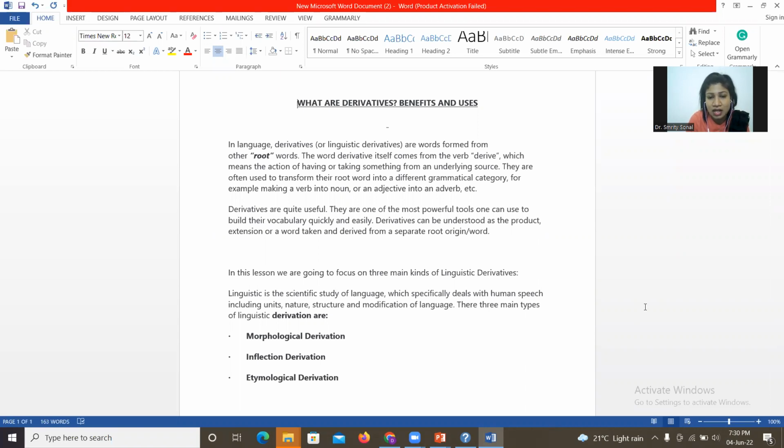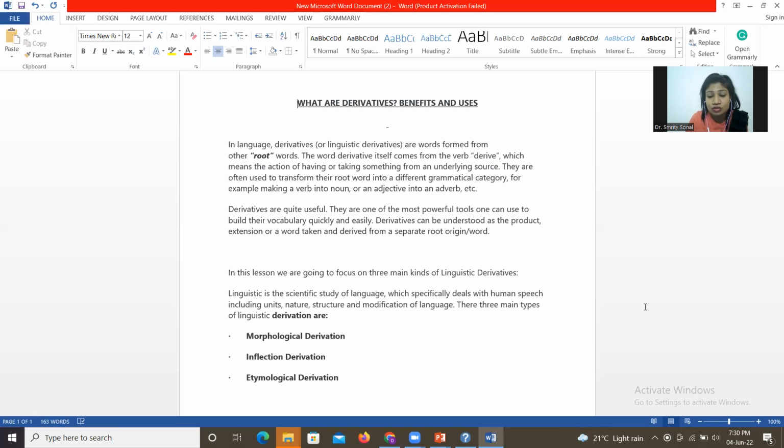Now, we can see that in language, there are various words that are formed from one root word, like driver. Driver has been derived from the word drive. So there has to be one root word. And if we keep on extending that root word, new words are formed and they are somehow related to each other in terms of their meaning. Now the word derivatives itself has been derived from a verb, that is derive. And from derive, we see the word derivative.